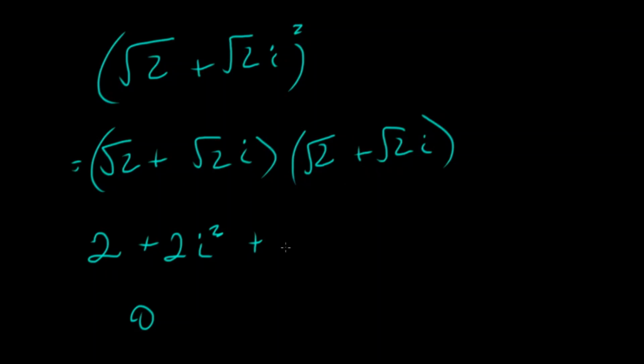Root 2i times root 2, that's going to be 2i. And root 2i times root 2i, that's going to be another 2i. And then the i squared becomes negative 1. 2 plus negative 2, that's 0, plus 4i. And that's 4i. All right, does this work for the other one?